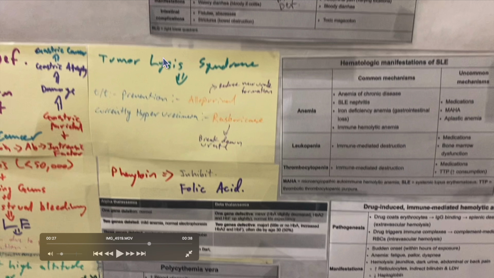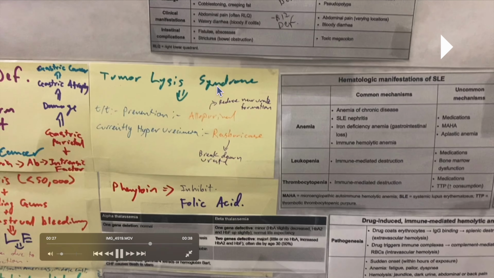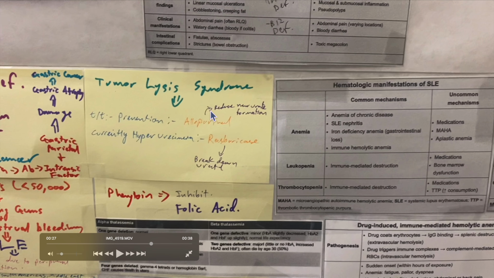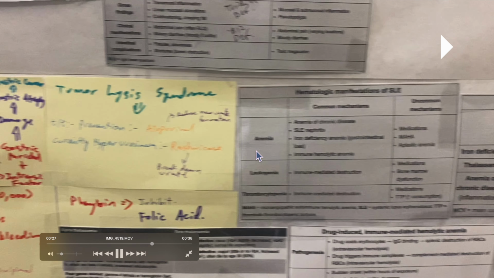Okay. Tumor lysis syndrome. Treatment here, prevention is allopurinol. It reduces new urate formation, but if it's currently hyperuricemia, then rasburicase. Okay, it breaks down urate.